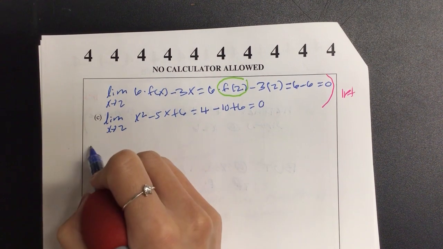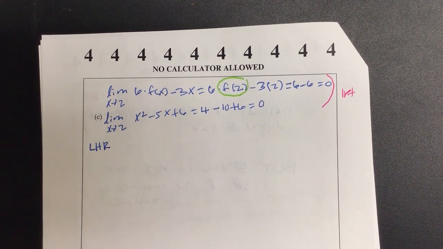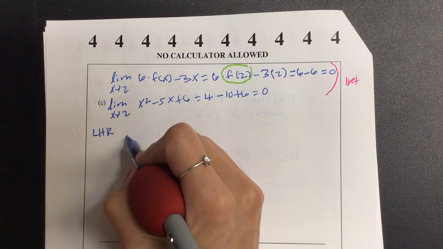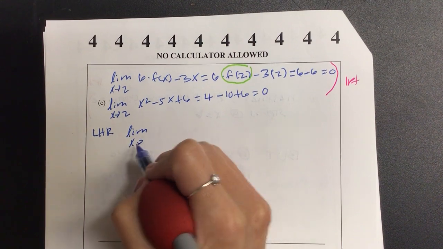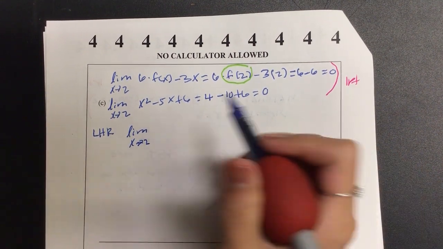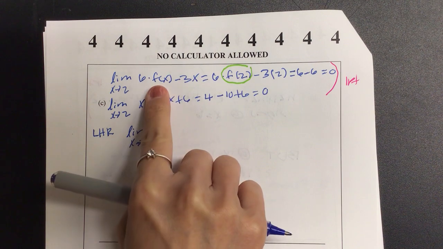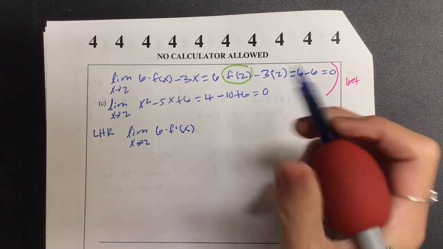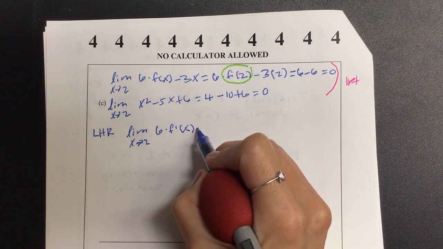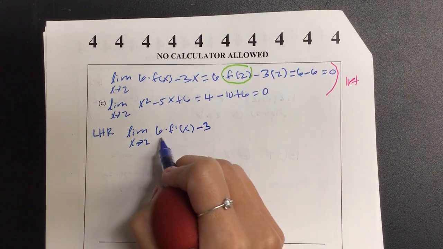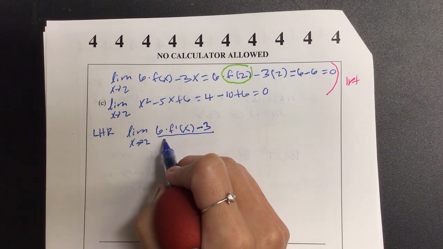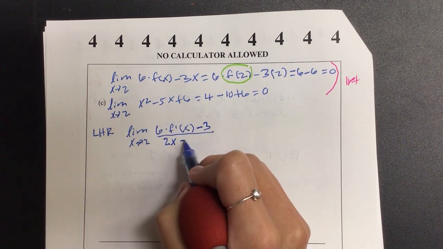And then we're going to mention, I'm going to use L'Hopital's rule. Just to recall, we derive the top independently, derive the bottom independently. So we have the limit as x approaches 2. When I'm deriving the top, it's simply 6 times f prime of x. What is the derivative of minus 3x? Just minus 3. Now let's derive the bottom. x squared gives me 2x, minus 5x gives me minus 5.